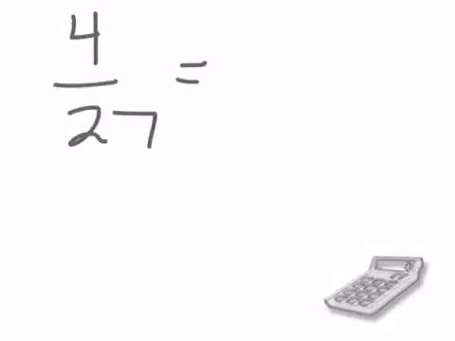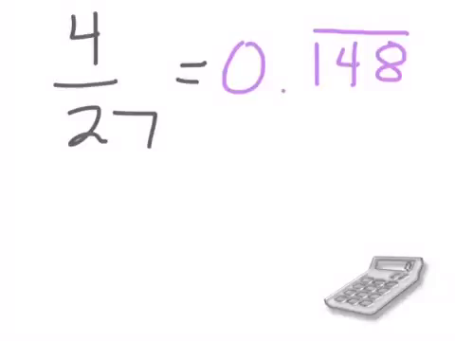Let's have a look at this example. 4/27, or 4/27. On my calculator, I'm simply going to type in 4 divided by 27. When I do this, and you can try this as well, I'm going to get 0.148, and it seems to keep going on and on forever. So I know the number that repeats is 148, or 148 thousandths.